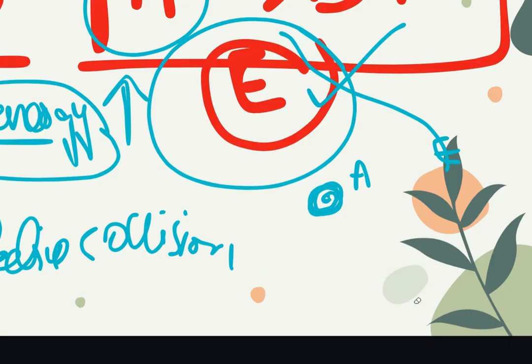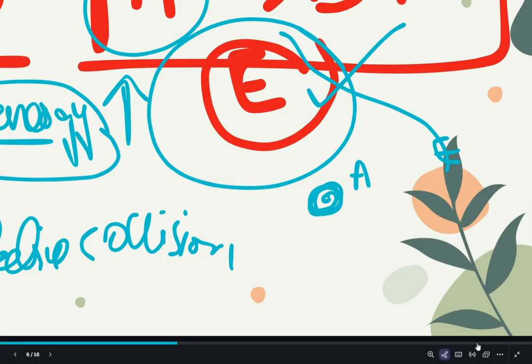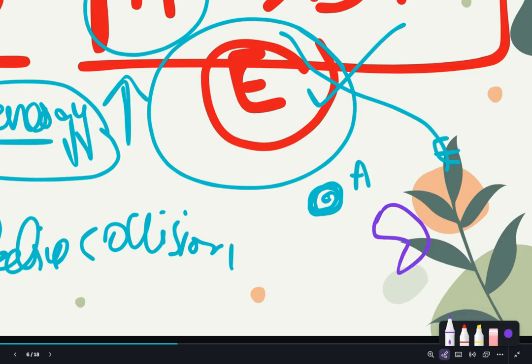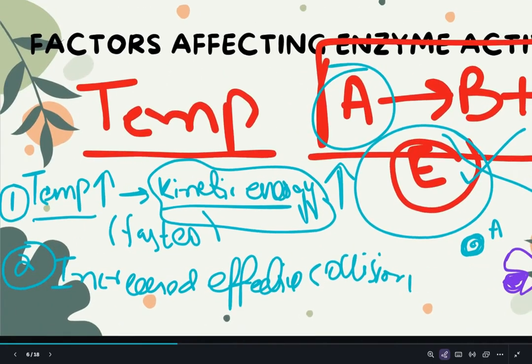Similarly, my substrate and my enzyme, because of high kinetic energy, why? Due to increased temperature, the frequency of my effective collisions increases, meaning that this is my enzyme, so my substrate is going to be binding into the enzyme. So the frequency of effective collisions starts increasing.